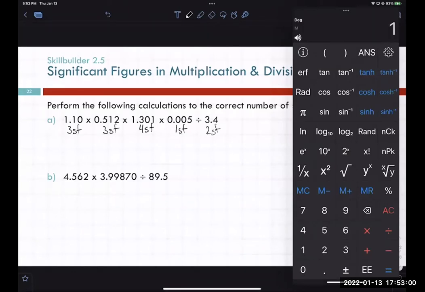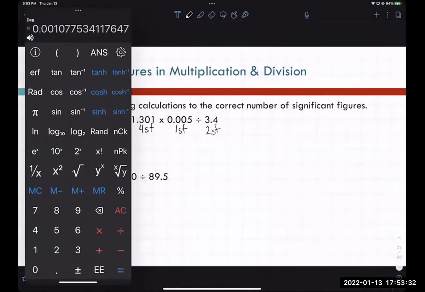So let's type this straight in, 1.1. You don't actually have to put the 0 into your calculator because it doesn't actually change the number, but 1.10 times 0.512 times 1.301 times 0.005 divided by 3.4. So even though we're doing a combination of multiplication and division, the rules are the same for both. We just keep our smallest number of sig figs. But I'm going to write out more of this number than is necessary.